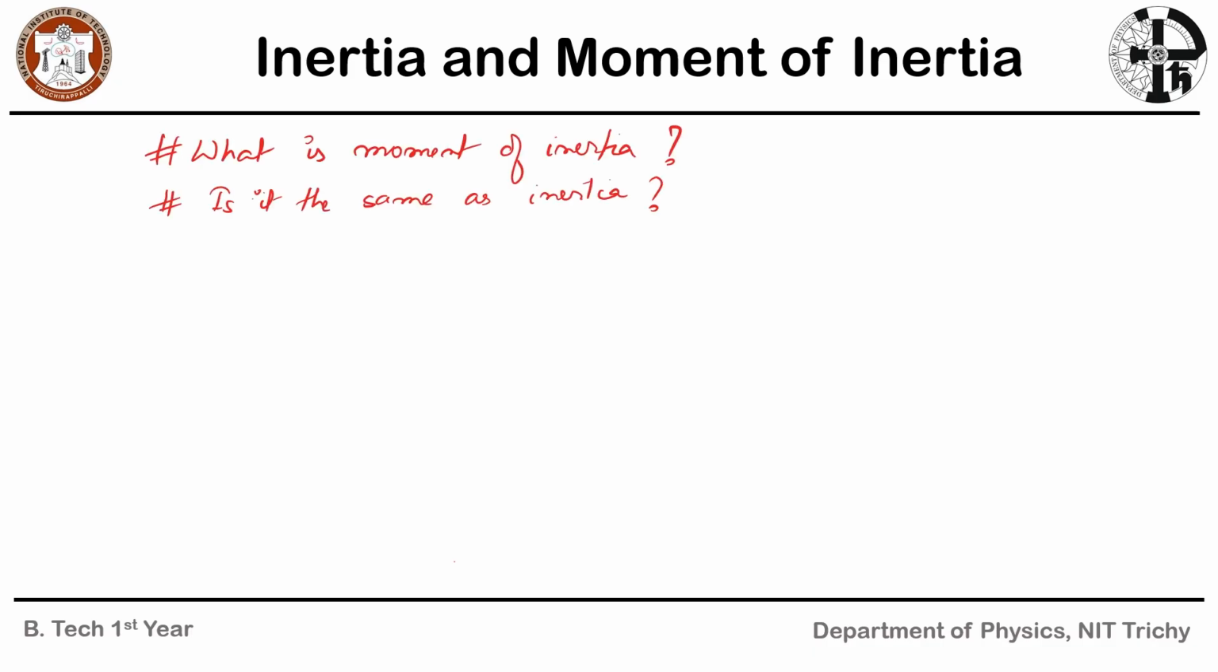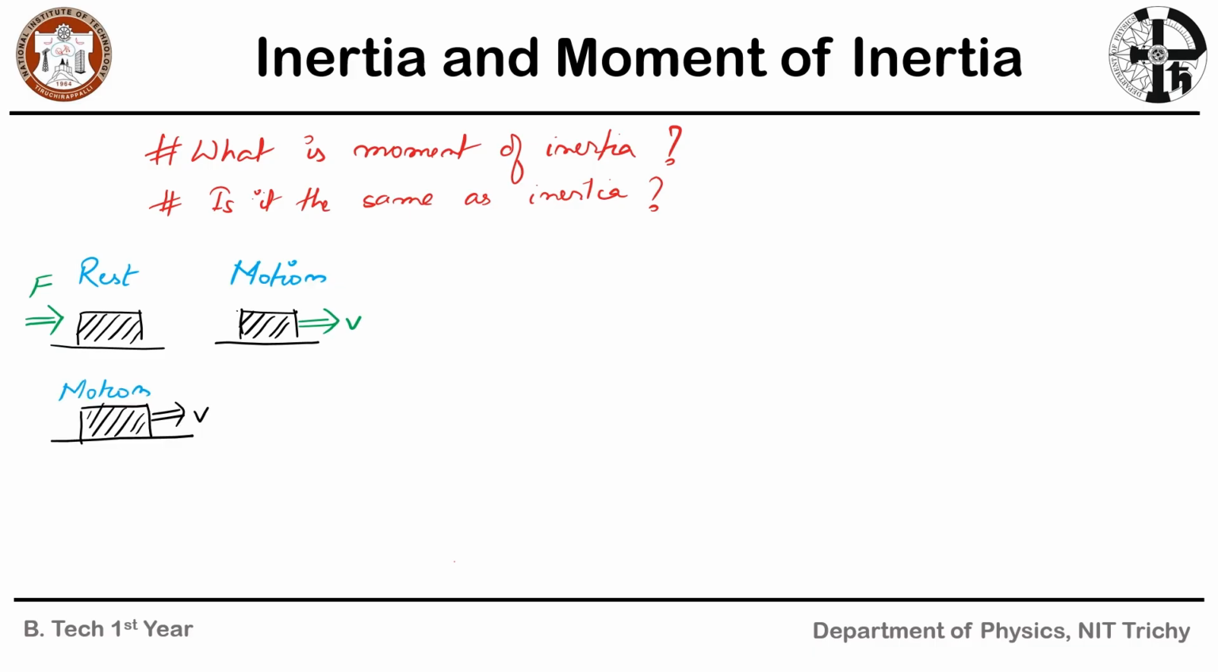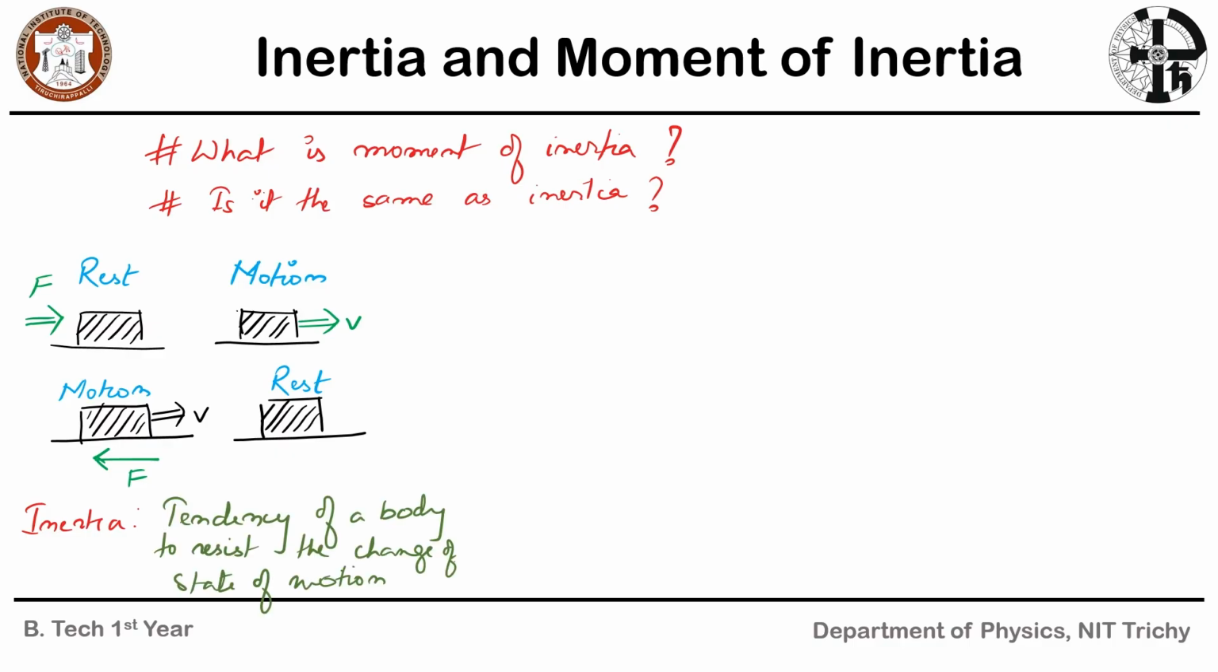Is it the same as inertia that we talk in linear motion, or is it different? For that, let us consider a body which is at rest. Now, we apply a force so that the body comes in motion. In the second example, suppose the body was already in motion. Then we apply force in opposite direction and the body can be brought to rest. In both the examples, the state of motion is changed. And inertia is defined as the tendency of a body to resist change of state of motion.